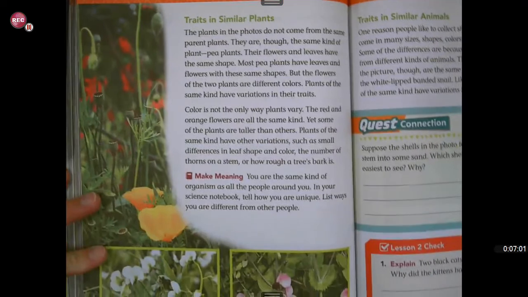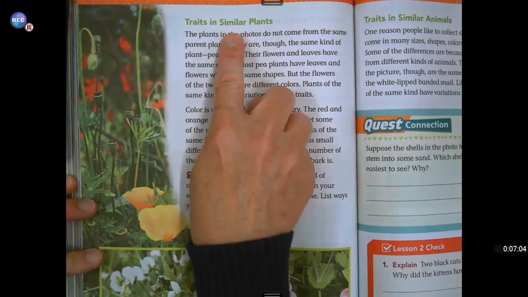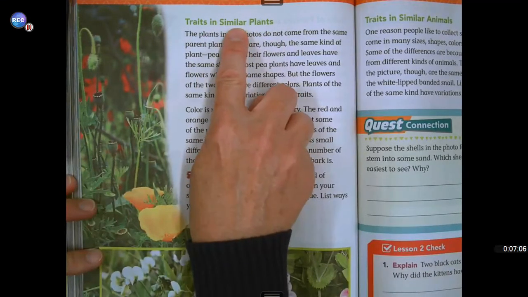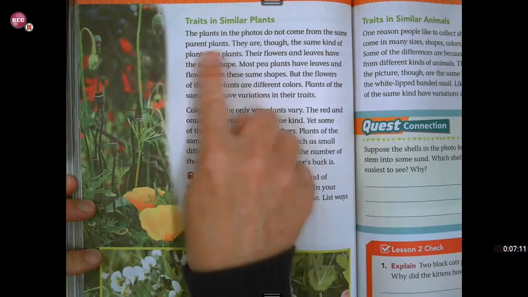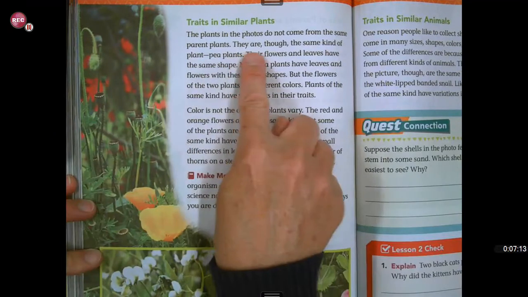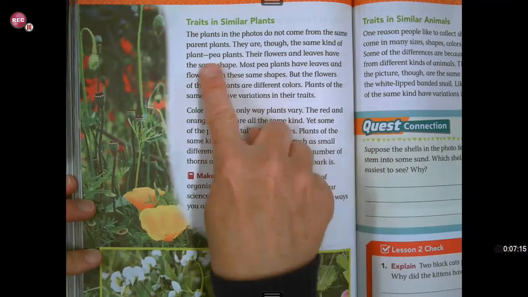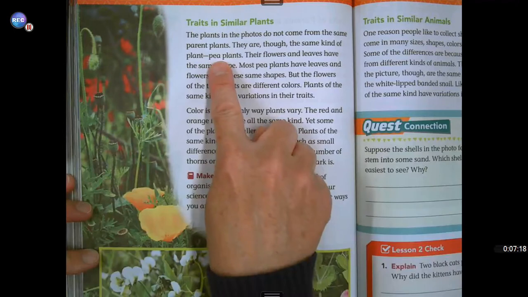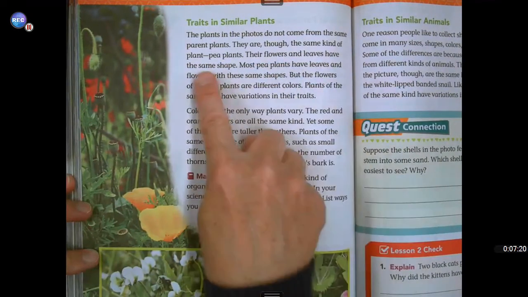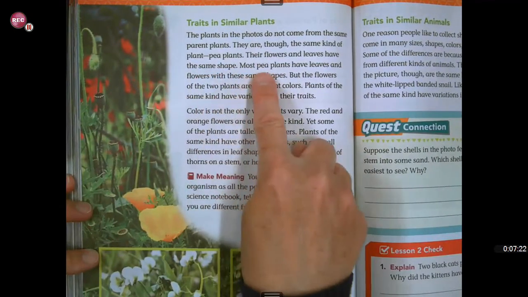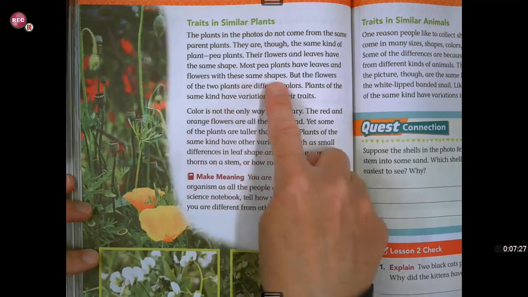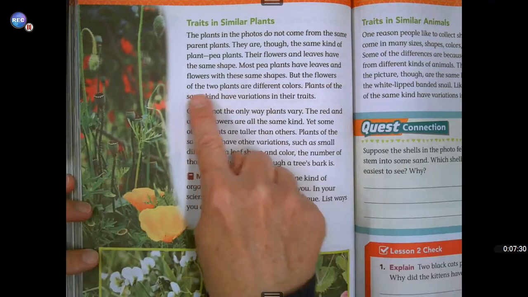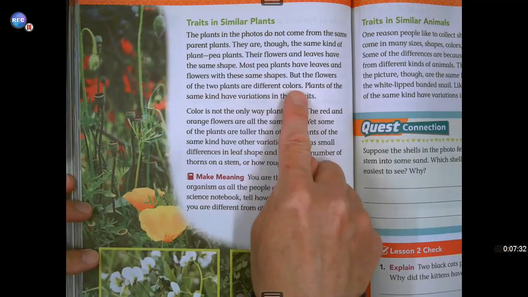Okay, now let's look at plants. What happens in plants? Traits in similar plants. Remember, similar plants, similar means the same. The plants in the photos do not come from the same parent plants. They are, though, the same kind of plant. They are pea plants. Their flowers and leaves have the same shape. Most pea plants have leaves and flowers with these same shapes. But the flowers of the two plants are different colors.